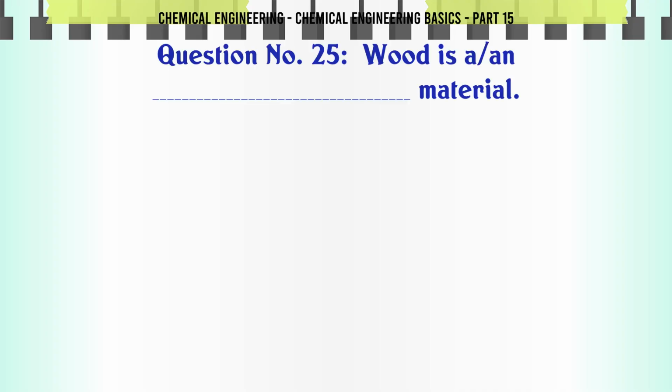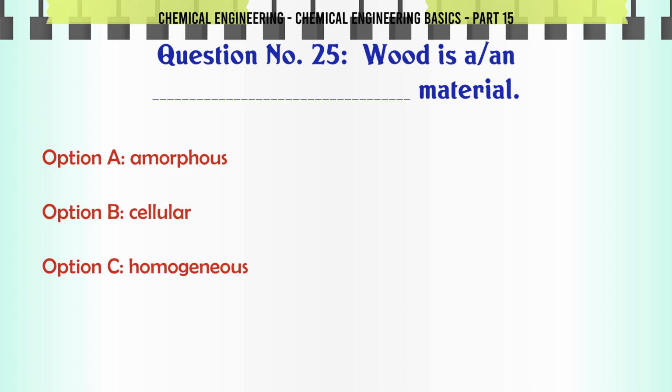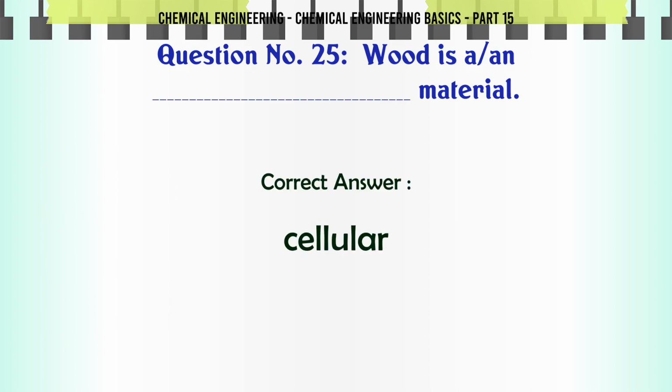Wood is an ___ material. A. Amorphous. B. Cellular. C. Homogeneous. D. Granular. The correct answer is cellular.